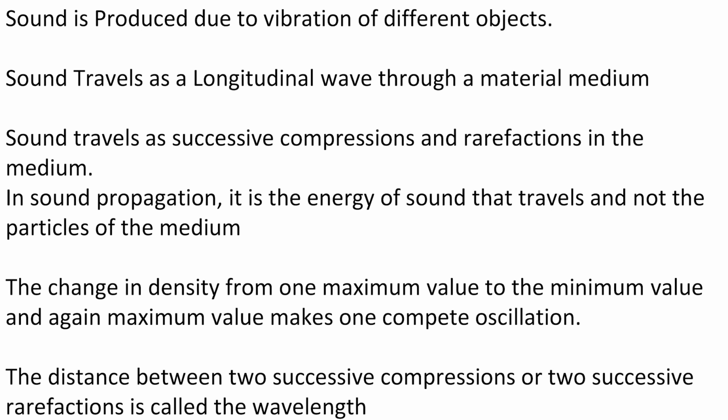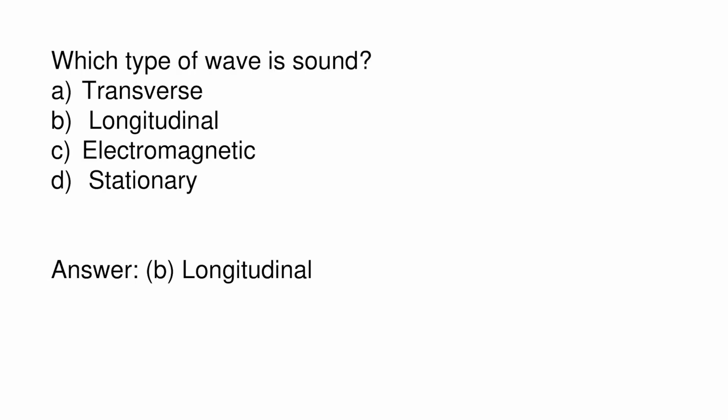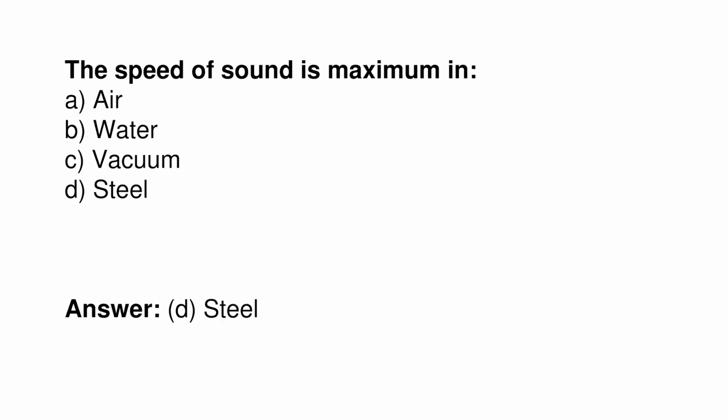Now I will ask you some questions. Sound is produced by still objects, vibrating objects, moving objects, or chemical reactions? Yes, that is vibrating objects. Which type of wave is sound? Transverse, longitudinal, electromagnetic, or stationary? Yes, longitudinal wave.